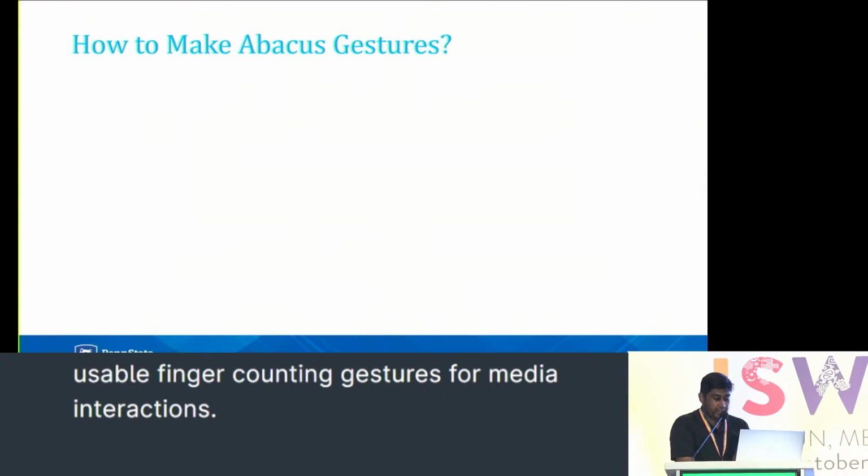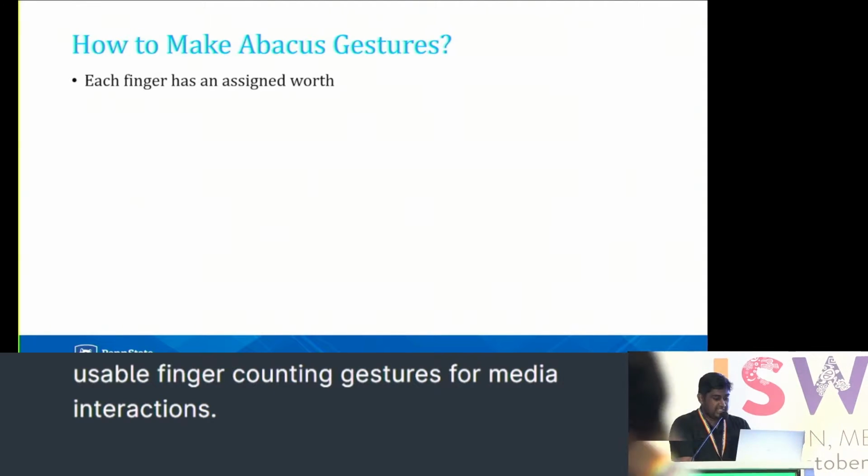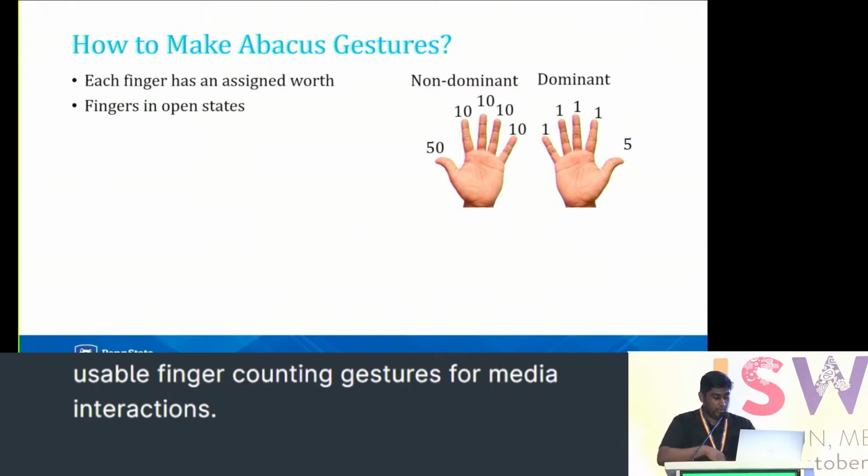First, I'll explain how different finger combinations are used to make abacus gestures. The finger abacus technique assigns certain values to the 10 fingers of the hand. Here are the values of the fingers in the open state. On the dominant hand, we have value 5 for the thumb, and the other 4 fingers are value 1 each. On the non-dominant hand, we have value 50 for the thumb, and the other 4 fingers are value 10 each.